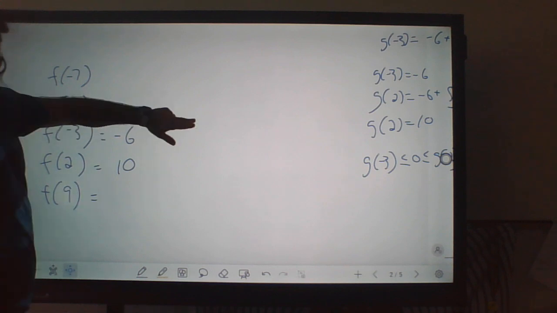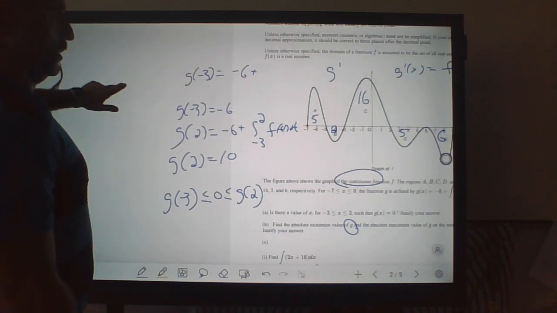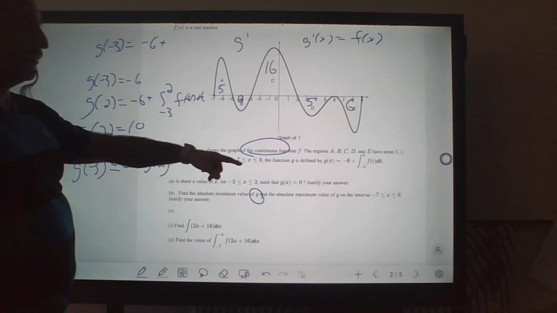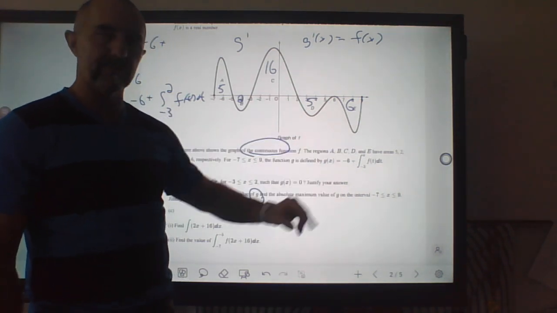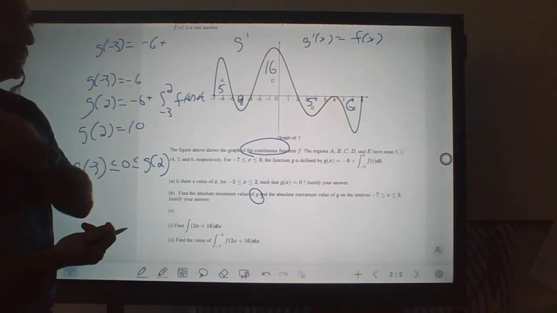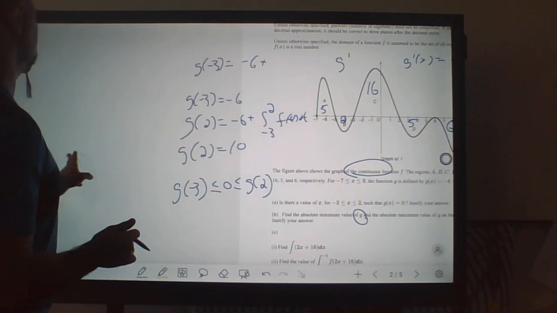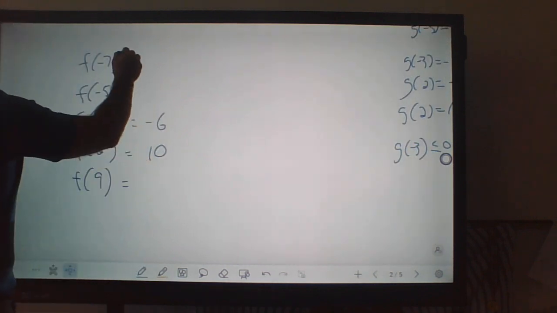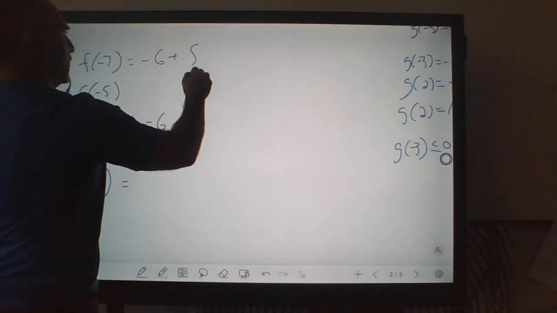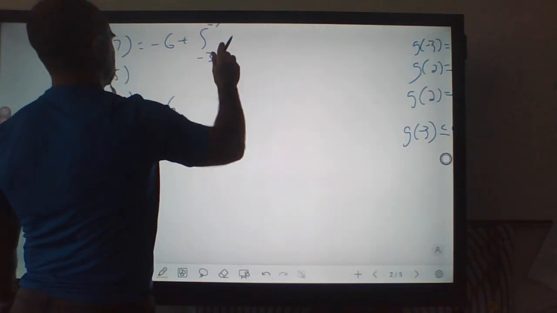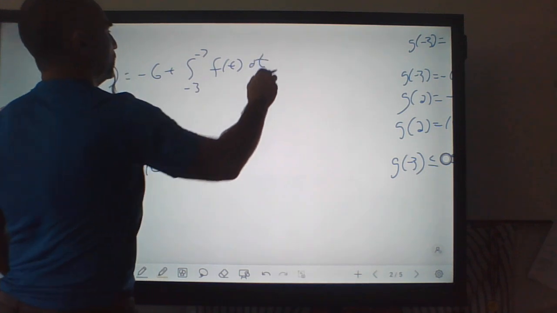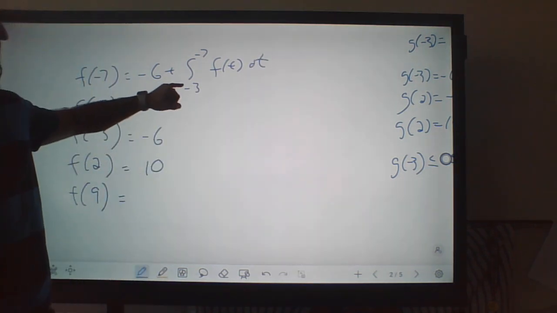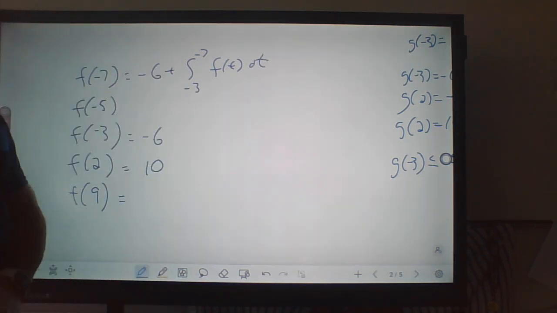So let's start at negative 7. One thing we could do is, if we're looking for g of negative 7, we can plug it into this formula from negative 3 to negative 7. Now, this is being pretty literal, pretty robotic: -6 plus the integral from -3 to -7 of f of t dt. Well, -3 is greater than -7, so that's a little bit strange.